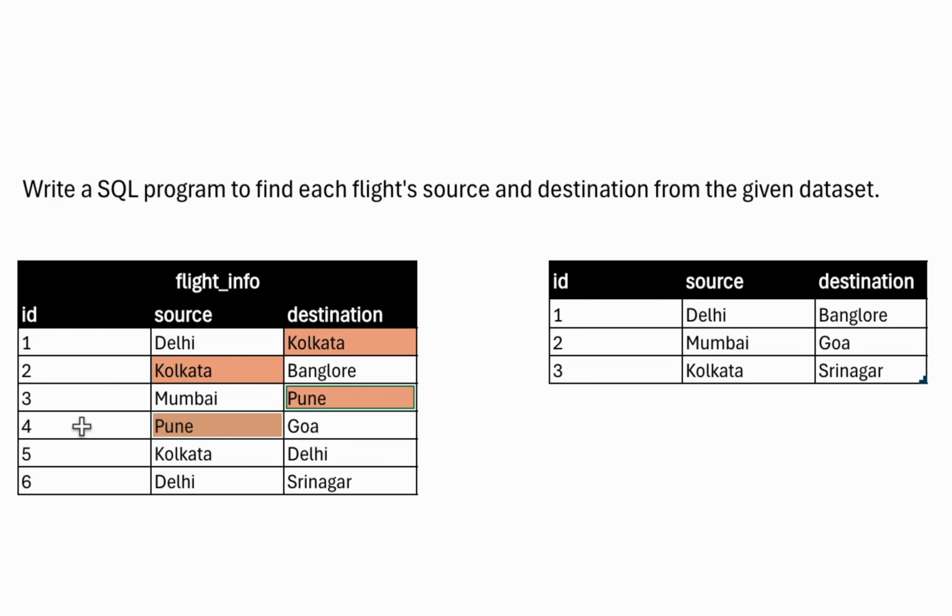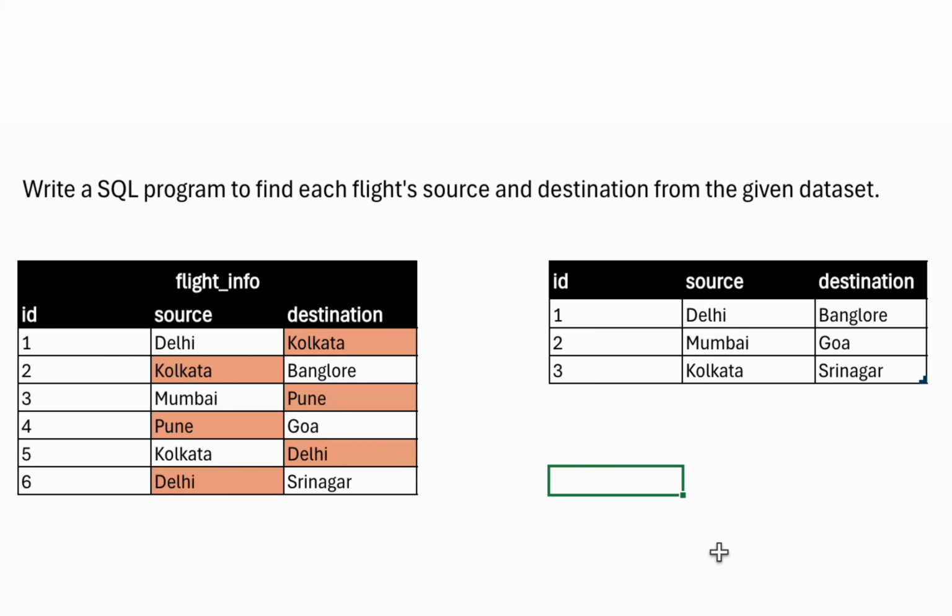Again, if we consider ID4 and ID5, in this destination Goa is not matching with source Kolkata. So we cannot consider this row. And for ID5 and ID6, again destination and source are same, which is Delhi. So we can say that this flight is going from Kolkata to Srinagar. So that is why this is in our output.